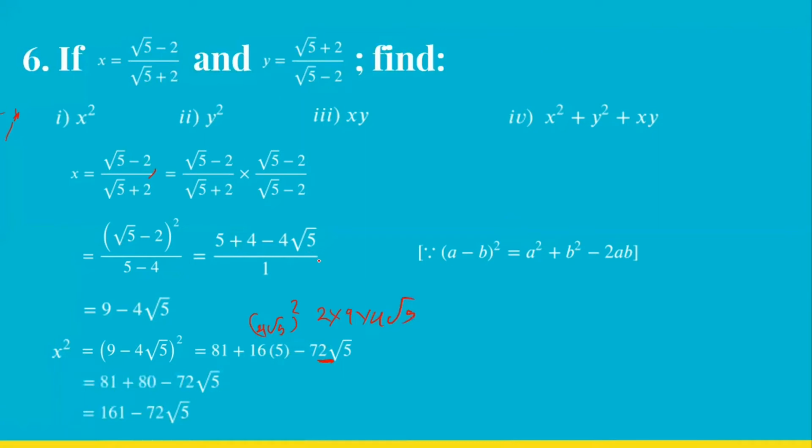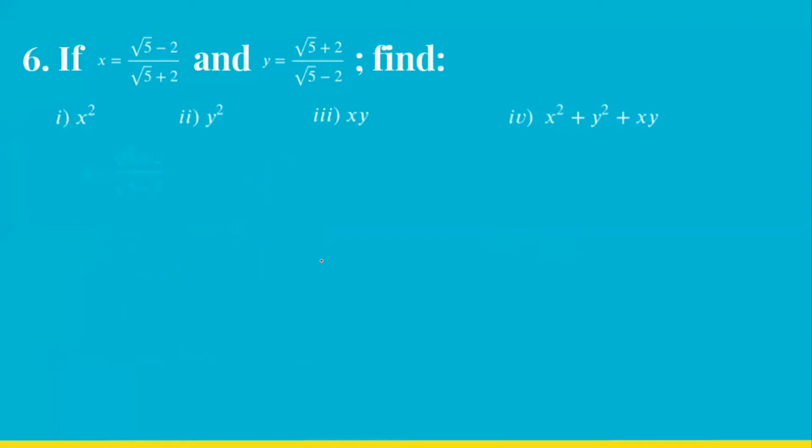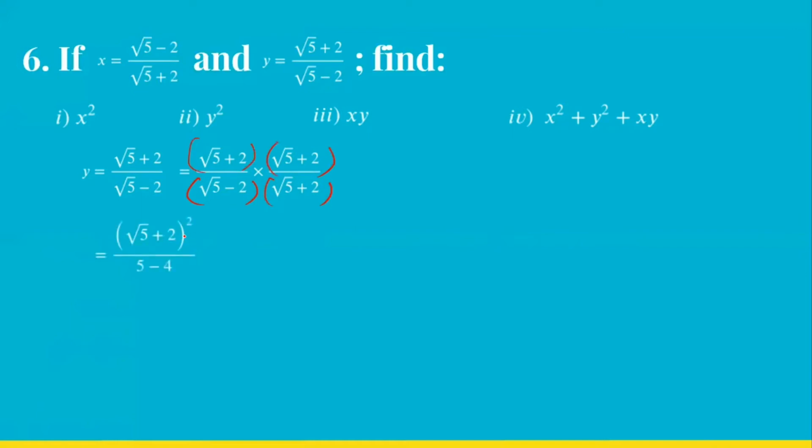Right. Now let us find the value of y square. For that, we will first find the value of y. So let us rationalize the denominator of y. The denominator is root 5 minus 2, so the rationalizing factor is root 5 plus 2. Again, a minus b into a plus b is a square minus b square. The numerator is going to be a plus b the whole square. Root 5 plus 2 the whole square is root 5 square, which is 5, plus 2 square, which is 4, plus 2ab, that is 2 into root 5 into 2, which is 4 root 5.